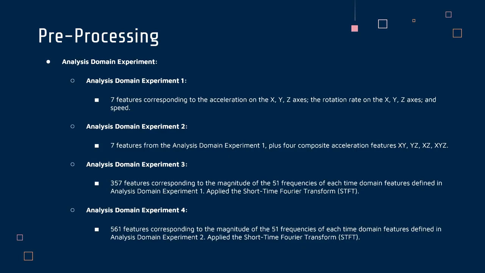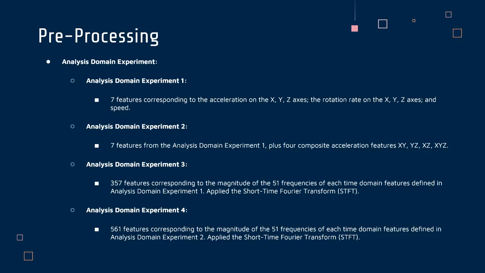The second type of experiment was by analysis domain, to verify the most appropriate domain among time and frequency. In the first experiment, 7 input features were used corresponding to acceleration force in 3 axes, rotation rate in 3 axes, and speed.